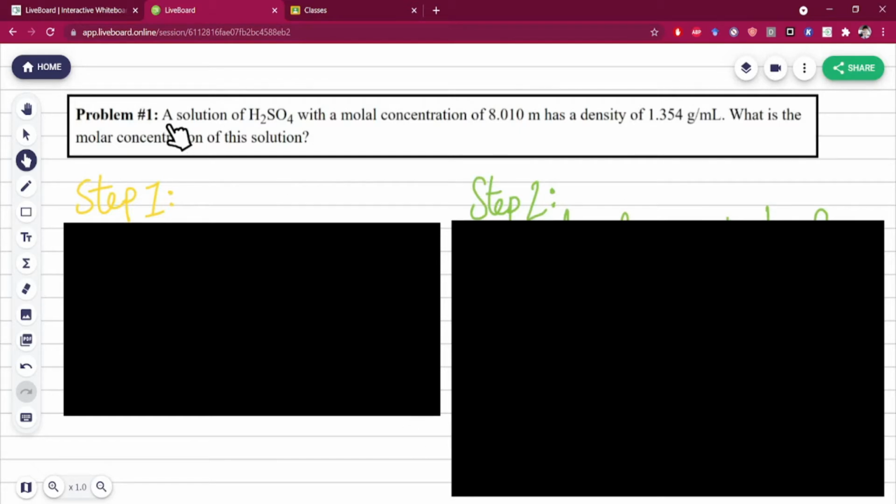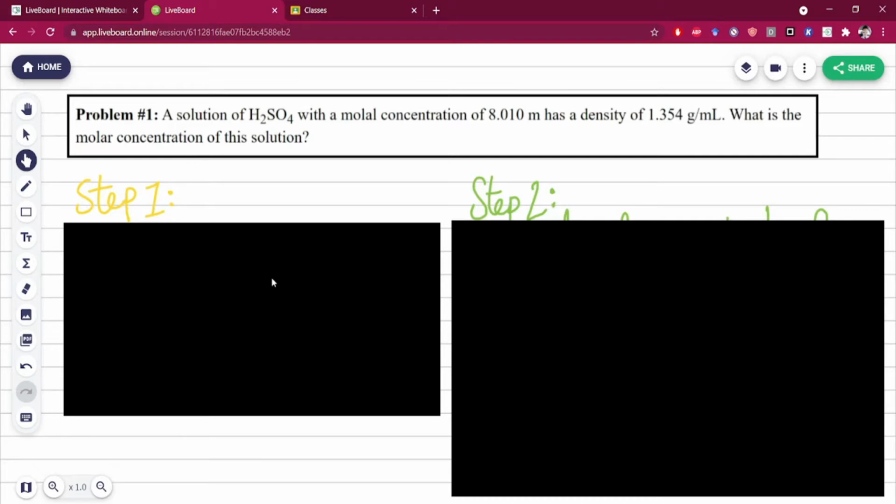Right here, you have a solution of H2SO4 with a molal concentration of 8.010 molal and a density of 1.354 gram per milliliter. What is the molar concentration of this solution?